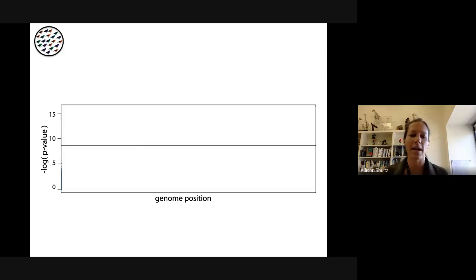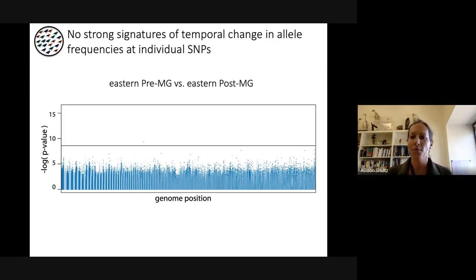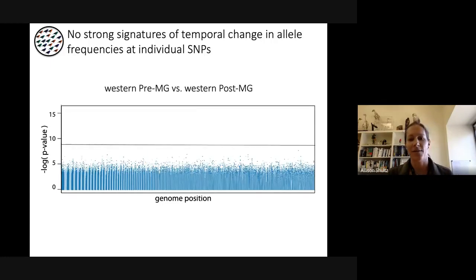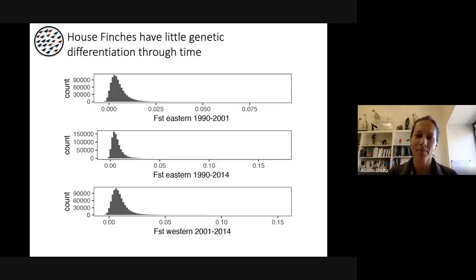So what do we see with our data? I have genomic position on the x-axis and then the minus log 10 p-value on the y-axis. And so a higher value here means that there's a greater allele frequency change through time. So if I look at just eastern before mycoplasma versus eastern after mycoplasma, we don't really see that big spike or even a series of smaller spikes, at least nothing that we have the power to detect with our data. And this is true for Western as well. So this is, of course, not what you want to see when you're looking at your data. It's like, darn, that's not that easy story.